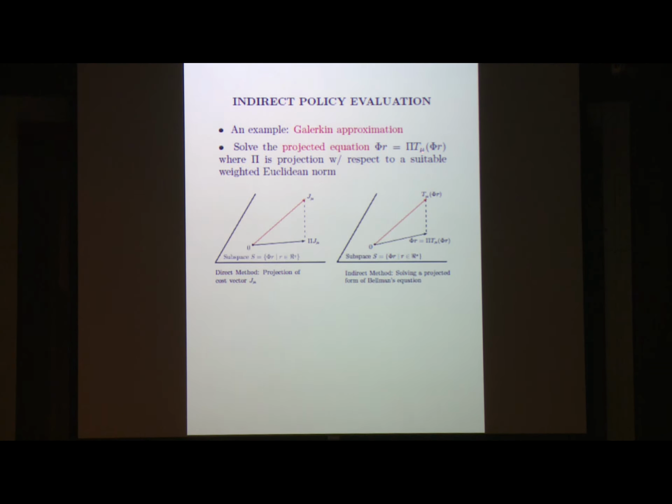Pi comes in here on the right-hand side. To interpret what this does, whereas here you want to find a Phi r onto which J mu projects, here you want to find a Phi r such that T mu of Phi r projects exactly onto Phi r. Because the projection involves least squares, again, this is a least squares type of equation, but it's not the same as the one that I had before.